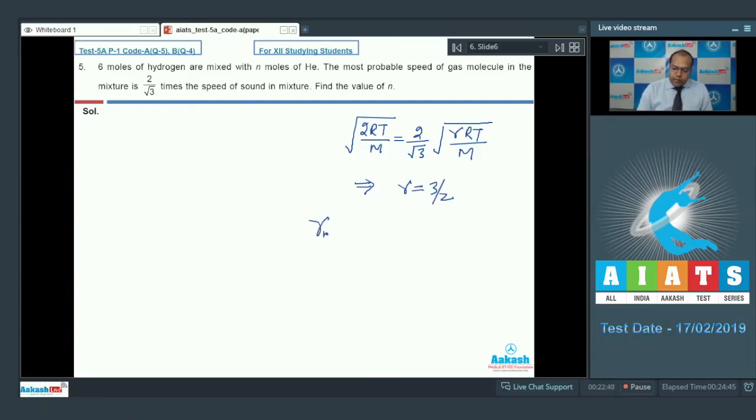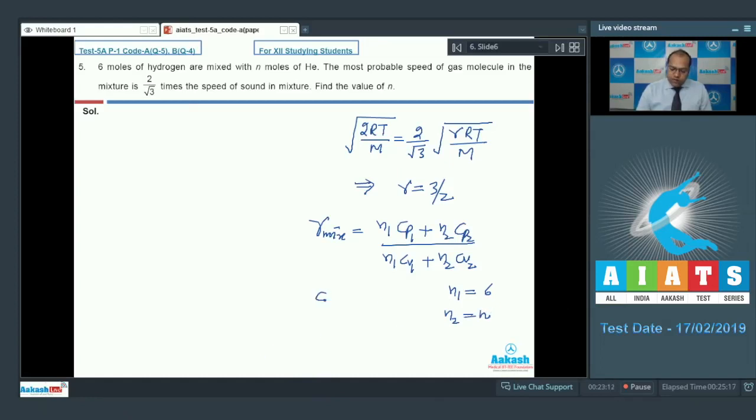Now we know that gamma mixture is equal to N1 Cp1 plus N2 Cp2 divided by N1 Cv1 plus N2 Cv2. We know that N1 is given in the question, that is 6 moles, and the value of N2 is n, which we have to calculate.